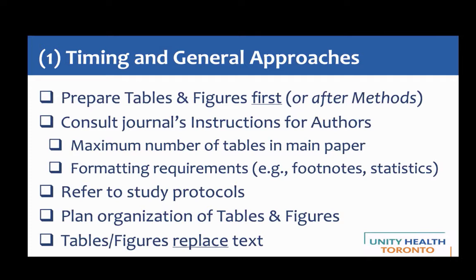So I often do that at first, because then I know, okay, if I have 5 tables and figures, I'm going to have to really think about what the key things are that I need to get into the main paper. If you've done a randomized controlled trial, or you've published a protocol or developed a protocol for your observational study, you may have some pre-specified tables and analyses that you've stipulated there. So really go back to that, because if there are things that you said you're going to report, make sure you report them in the paper's tables and figures as well.